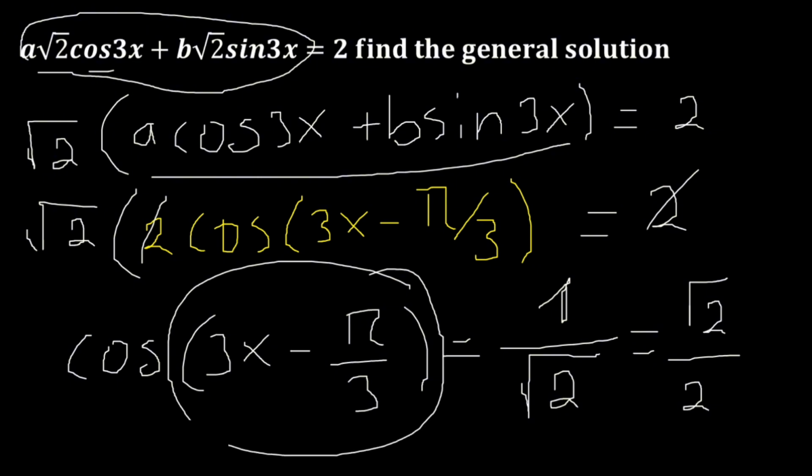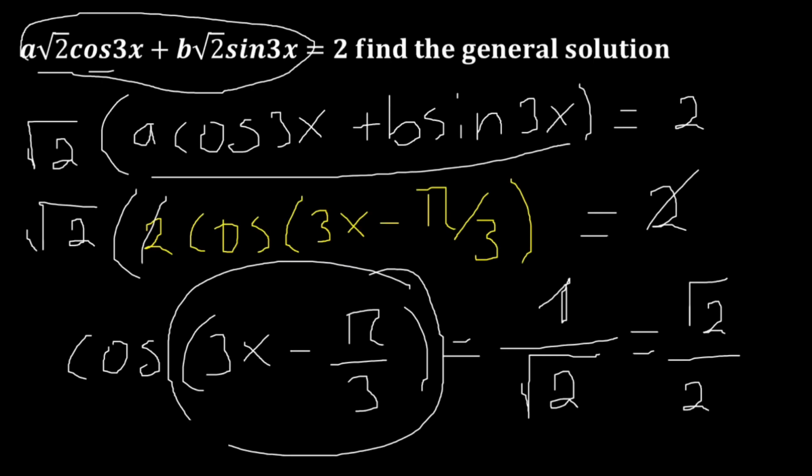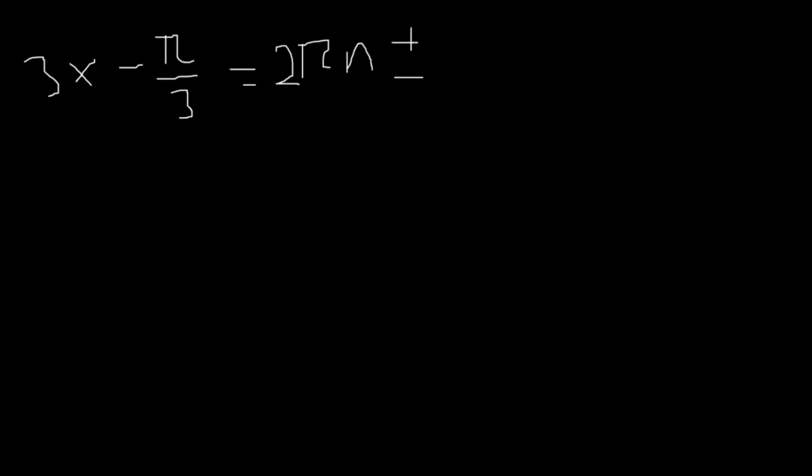Okay, therefore we have 3x minus pi on 3 is equal to 2 pi n. We use the pi because we have already a pi somewhere. 2 pi n plus minus, what is our pv? Cos inverse of root 2 on 2. We just punch on the calculator. That is cos inverse of 1 divided by root 2. That is 45. That is equal to pi on 4, plus minus pi on 4.